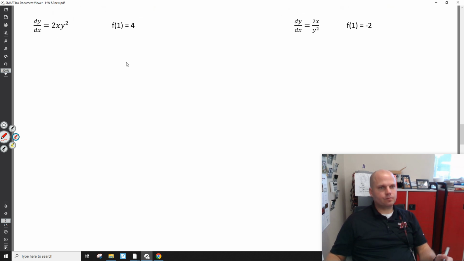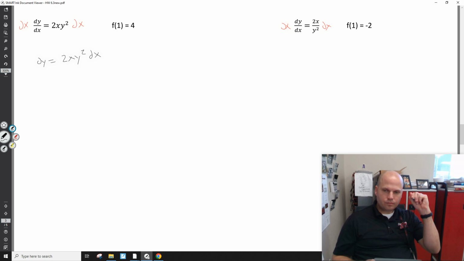Okay, now I got y squareds, but this first one, y squared's in the numerator. Okay, heads up, let's not make a mistake here. Sure, multiply by dx. You'll do that every time. Every single time you'll multiply by dx, so the dx is on the right side. We have dy equals 2xy squared dx. Divide by y squared so that the y's go away.